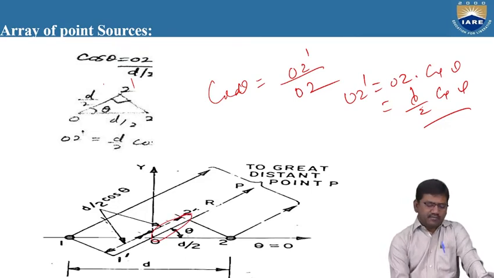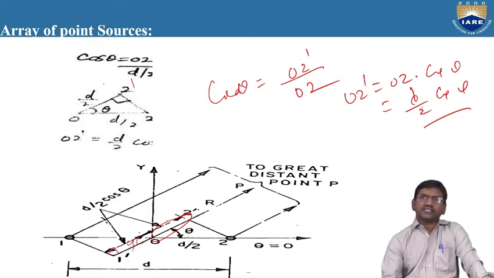And at the same time, if we apply the same here, if this is 90 degrees, we can take cos theta here. So we will get here D by 2 cos theta.